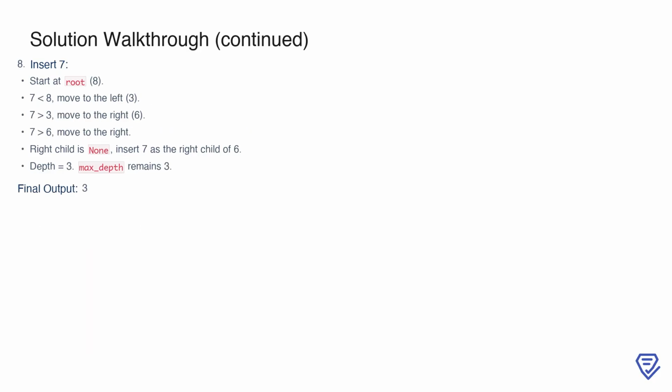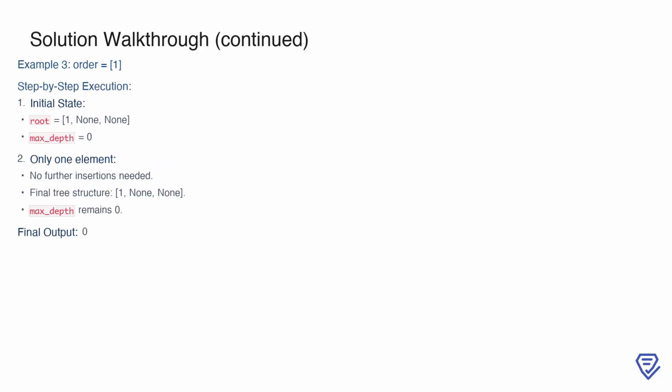The final value to insert is 7. Starting at the root, 7 is less than 8, so we move to the left child, which is 3. Then, 7 is greater than 3, so we go to the right child, which is 6. Next, 7 is greater than 6, so we move to the right child of 6. The position is null, so we insert 7 as the right child of 6. The depth of this insertion is 3, so the maximum depth remains 3. With all values inserted, the final output for the depth of the BST is 3.